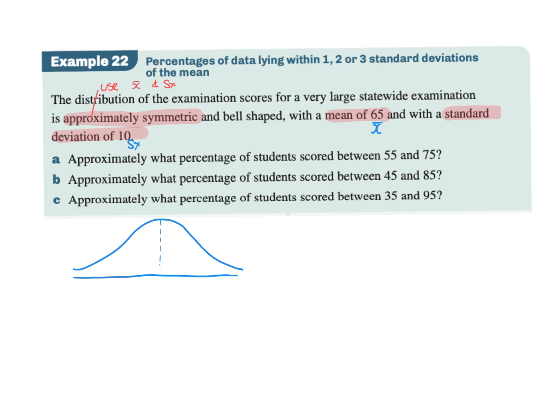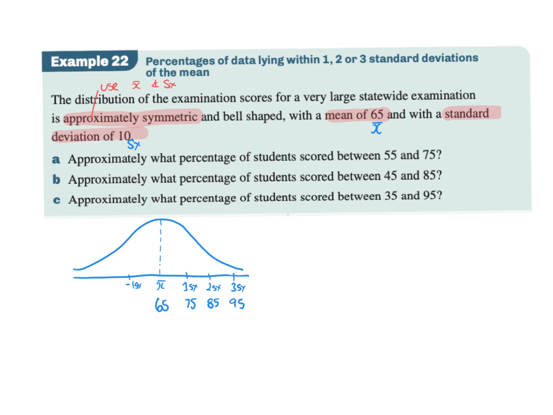Now, they told me that the mean was 65. So I'm going to put that in there. Then, if I add 1 standard deviation, what's 65 plus 10? 75. So 75 would be at 1 standard deviation. If I add another standard deviation to that, what am I going to be at? 85. And then I add one more, what am I going to be at? 95.